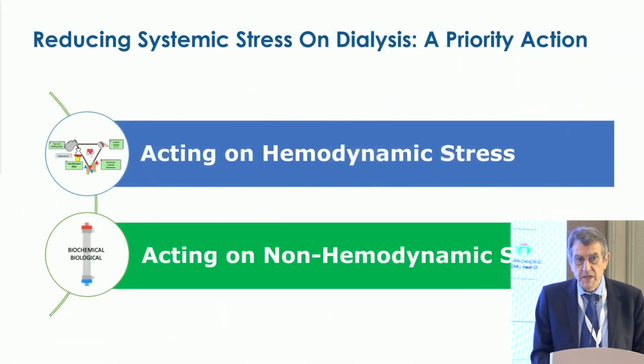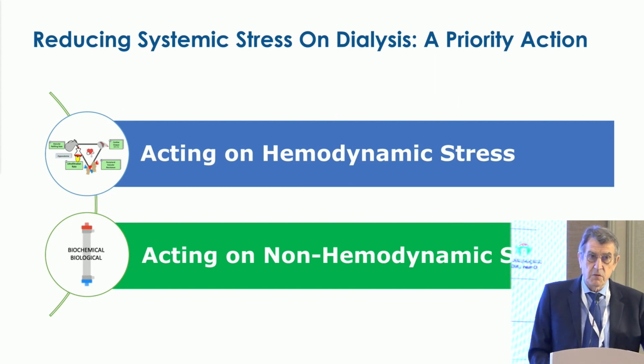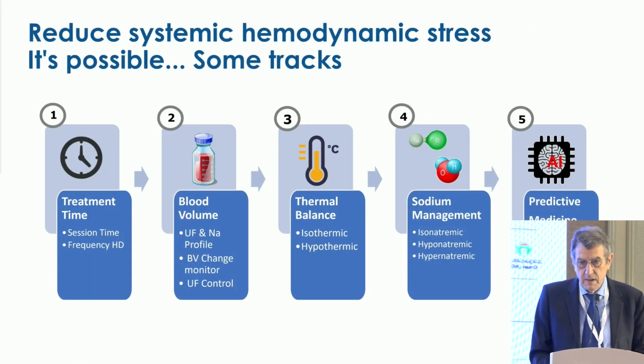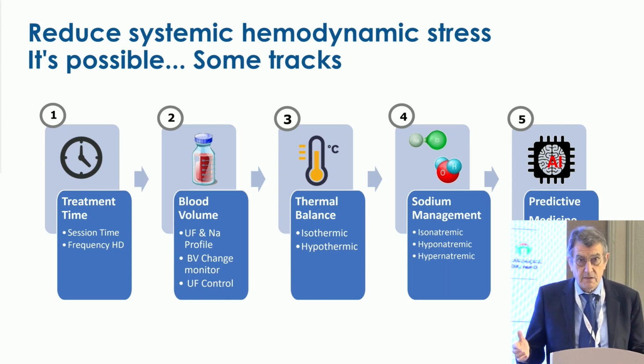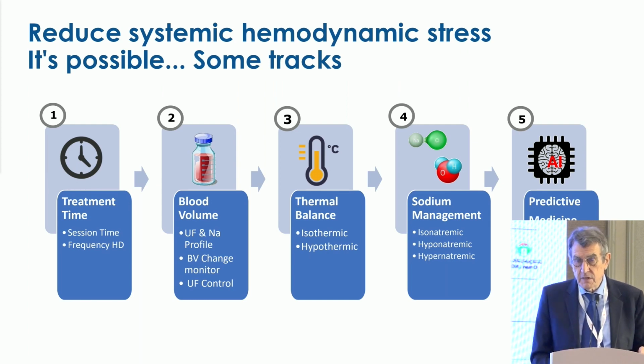Now, the point is how to mitigate the risk. Of course, the first element is to act on the hemodynamic stress, and maybe the second one is to act on non-hemodynamic stress. Hemodynamic stress, I just want to put in perspective. Treatment time, but I understand this morning from the docs that treatment time could be increased. You need to increase the treatment time to reduce the ultrafiltration rate. This is the only way to reduce such factors. Second point is to control the blood volume. Third is to control thermal balance during the dialysis session. Now comes sodium management during the dialysis session, and the next would be artificial intelligence and predictive medicine.